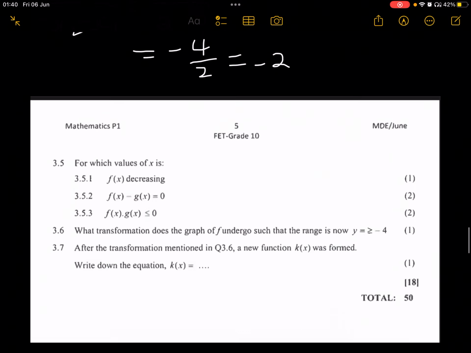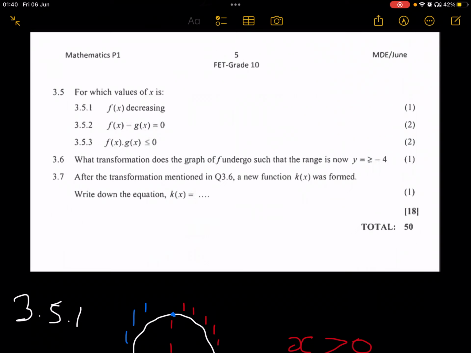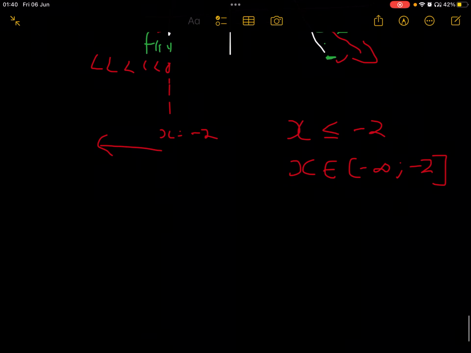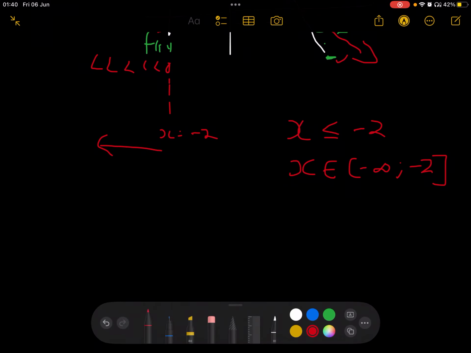Second last question. What transformation does the graph of f undergo such that the range is now y is greater than or equal to... I think it's y is greater than or equal to -4. I think there was a minor mistake on that question, possibly a typo. 3.6. Alright, the graph was like this and had a 4. Now the range is y is what?